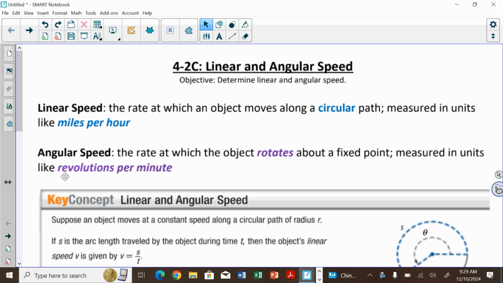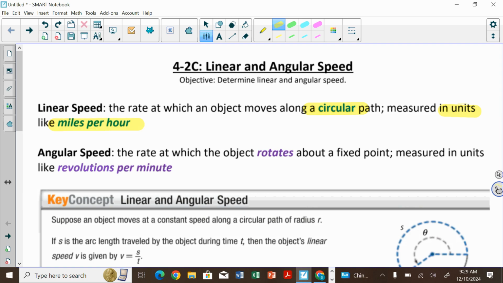Okay, so what is linear speed? This is the speed at which an object moves along a circular path. We've been dealing with rotational trigonometry and angles like that. So to calculate the speed, that rate, the linear speed would be how it moves on a circular path. This is measured in certain units. It doesn't have to be miles per hour, but this is one of them that they're asking for. Could be meters per second, could be something else. And the next term is angular speed.